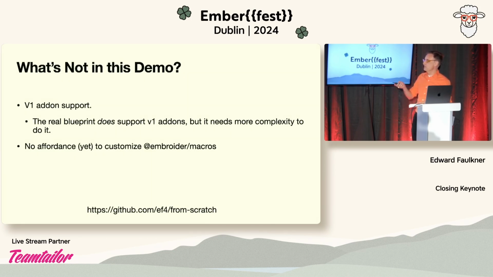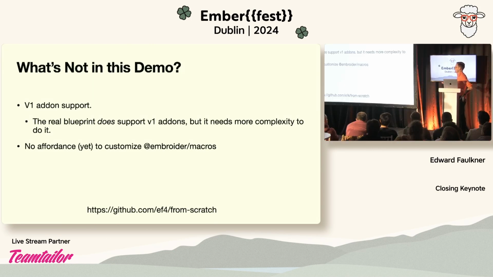So V1 add-ons is the big one, and in fact, if you try to take the demo much farther, you'll realize quite soon that Glimmer component is not a V2 add-on yet. I have an open PR in Ember to do that now.